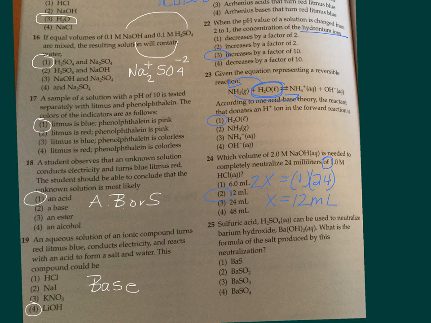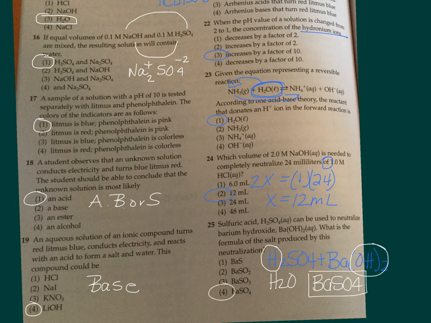In this one, though, I do have to make an adjustment. Sulfuric acid can be used to neutralize barium hydroxide. What is, oh no, this is not a neutralization, sorry. What is the formula of the salt produced? So look, H2SO4 and Ba(OH)2. You know that H hooks up with OH. That makes water. What's left is Ba and SO4. Ba is +2, SO4 is -2, so they hook up in a 1-to-1 ratio, and that's my answer.